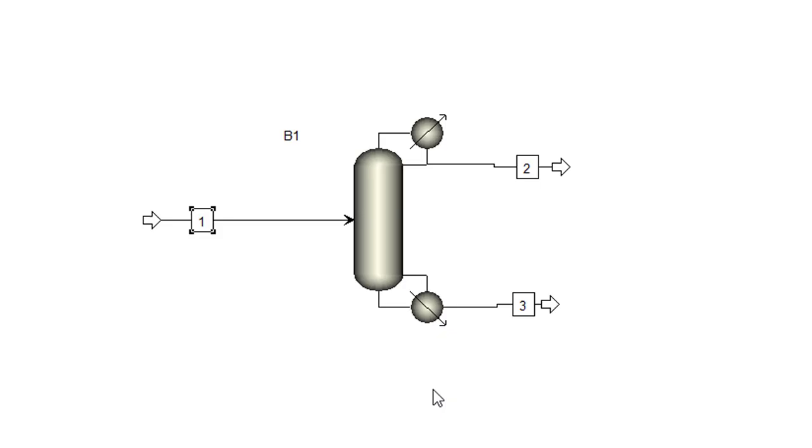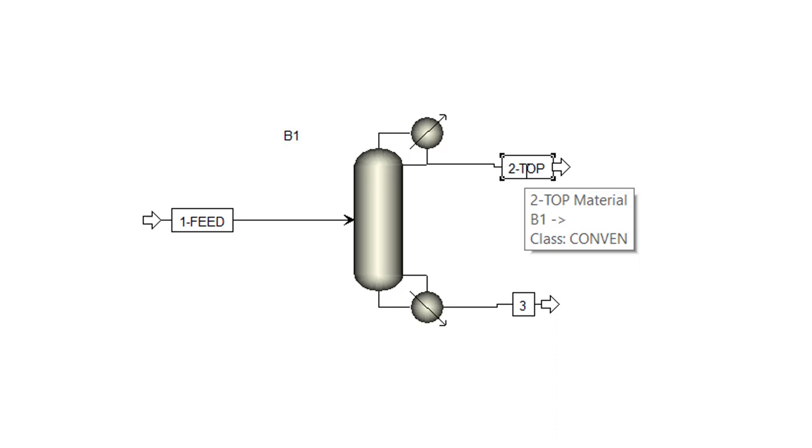Next, we will name the streams of the RadFrac model. Name the S1 stream to 1 feed. Then, name the S2 stream to 2 top. Finally, name the S3 stream to 3 bottom.